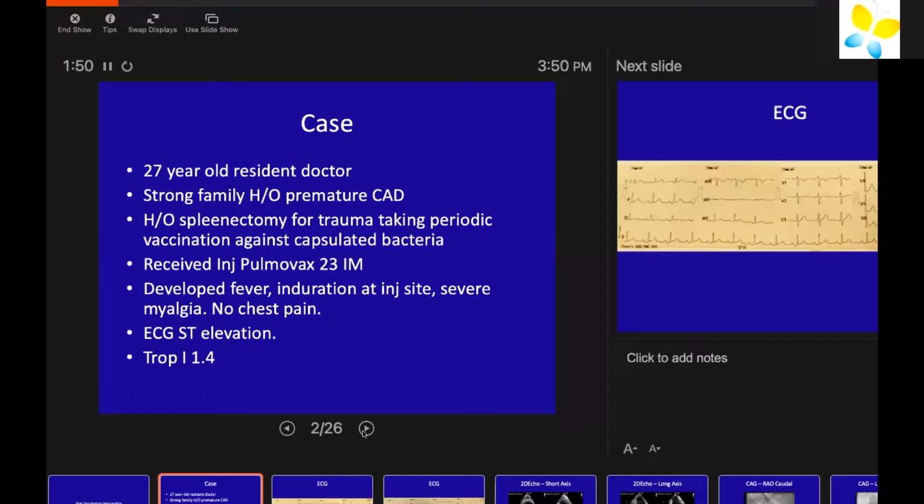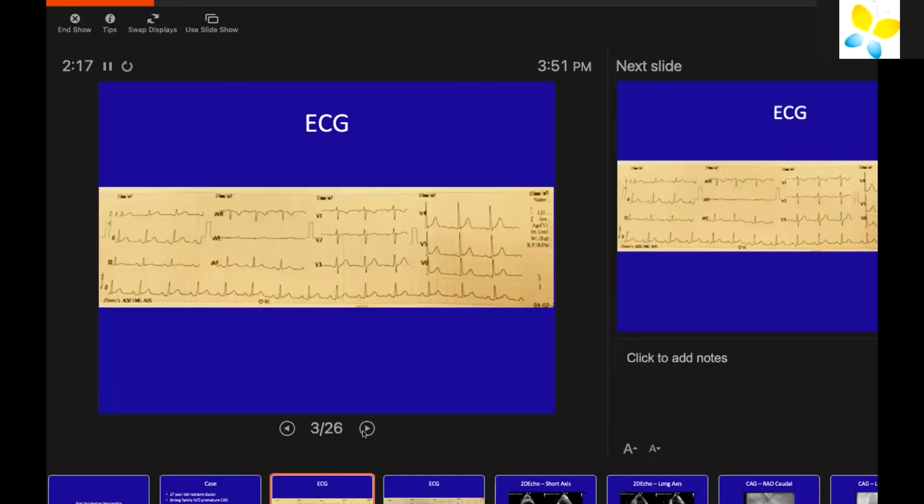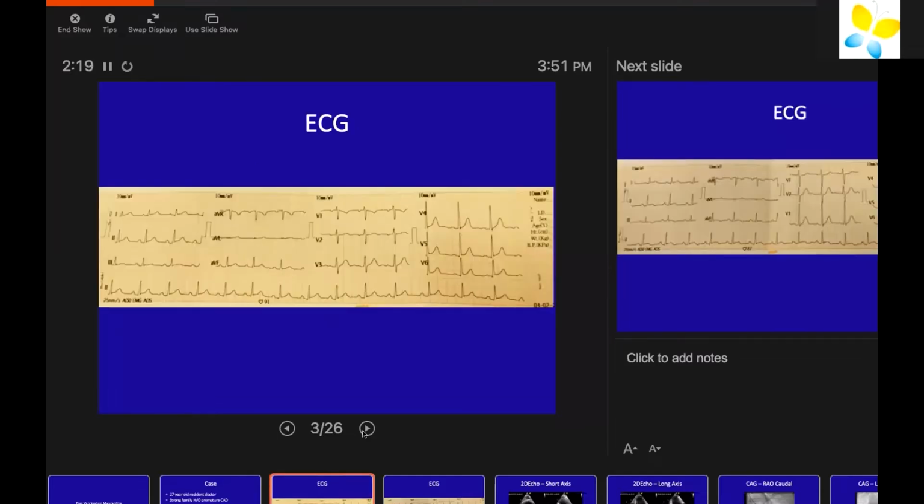So ECG was just done as a part of a routine screening in the casualty, which showed some ST elevation. I'll just show you the ECG in 2 minutes. The troponin was positive. Now this is not an HS troponin, this is a normal troponin. So normal troponin, our cutoff was 0.04, 1.4 was significantly positive. So essentially we have a 27-year-old male with a strong family history of atherosclerosis, with fever, with ST elevation, and with a positive troponin. So this is the ECG.